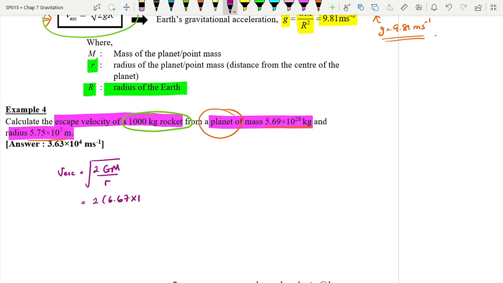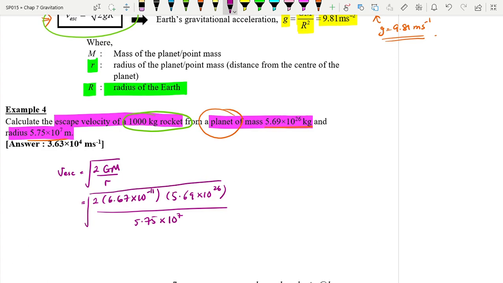6.67 times 10 to the power of negative 11, mass of the planet 5.69 exponent 26, divided by the radius of the planet, 5.75 to the power of 7, square root. Dan kita akan dapatlah jawapan akhir kita with the unit of velocity in SI unit. Okay, so simple sahaja. So itu tentang escape velocity. Velocity, minimum amount of velocity required for any object to escape completely from gravitational pull of a planet. Contoh kalau Earth, of the Earth lah.